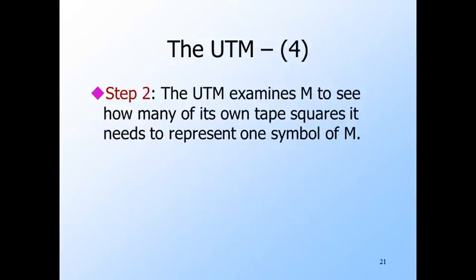Assuming the code for M is valid, the universal Turing machine next examines the code for M to determine how many squares of its own tape it needs to represent one symbol of M's tape. That is, we discover the longest block of zeros representing a tape symbol, and add 1 to that for a marker between symbols of M's tape. Thus, if say x7 is the highest numbered symbol, then we'll use 8 squares to represent one symbol of M. Symbol xi will be represented by i zeros and 7 minus i blanks, followed by a marker #. For example, here's how we'd represent x5.